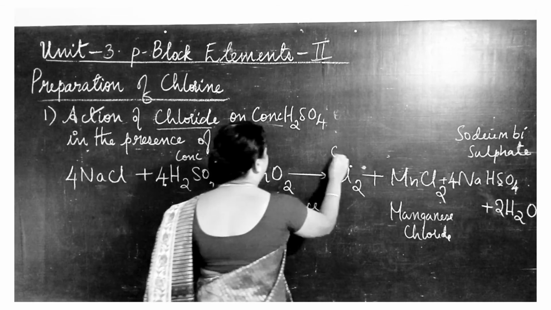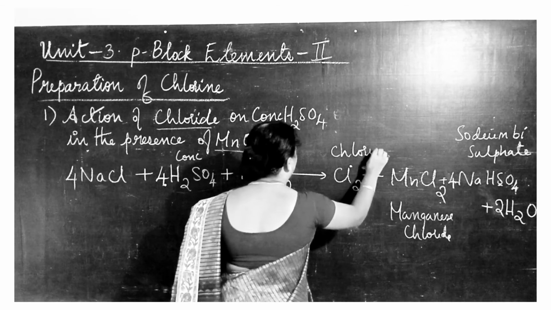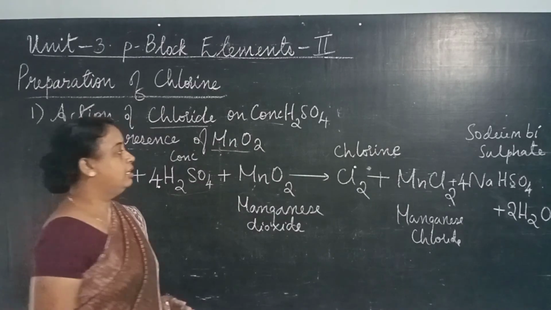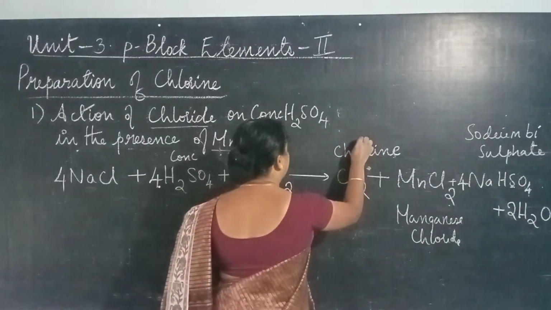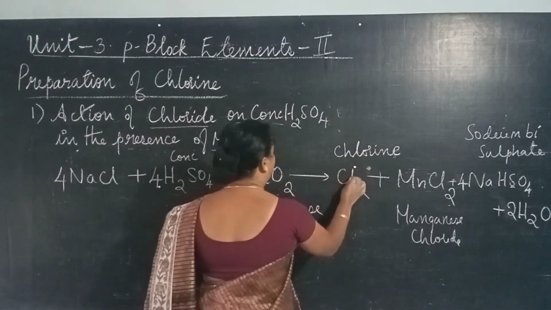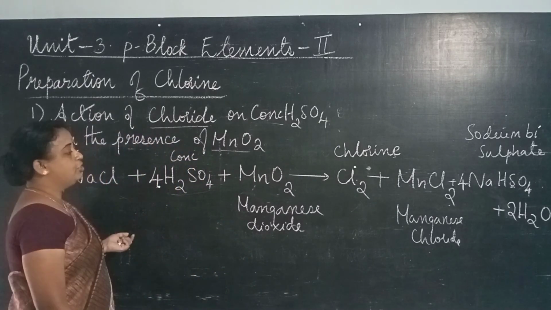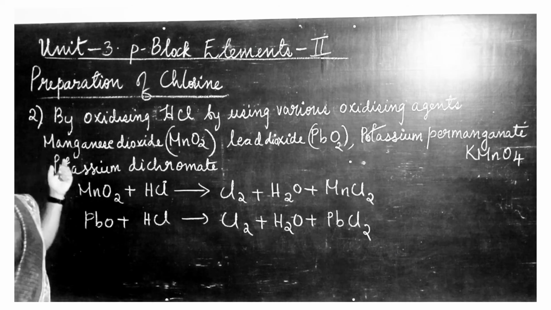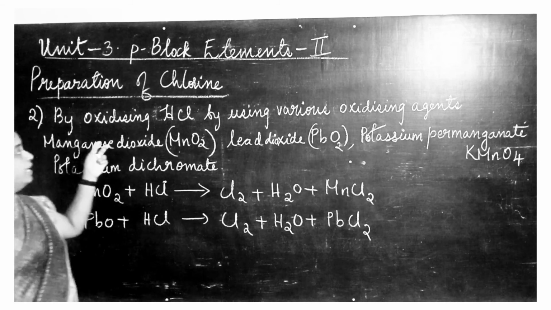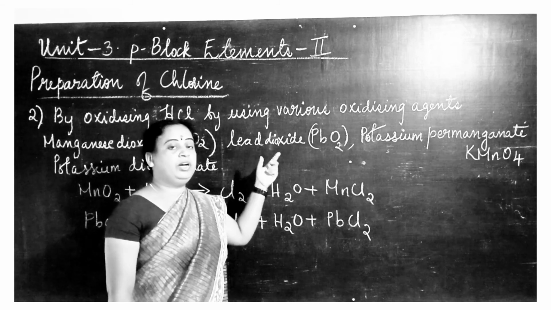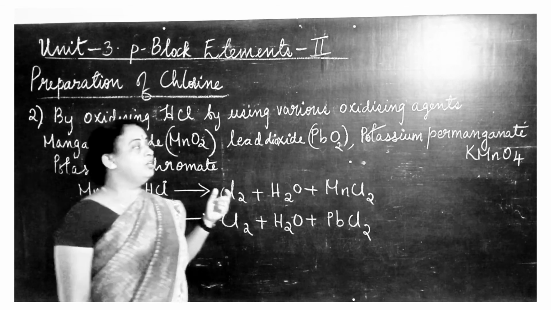Okay, and this is your chlorine. So chlorine is a greenish yellowish colored gas. Okay, so here Cl2 is the chlorine gas. So this is one method of the preparation of chlorine. Now the second preparation of chlorine is by oxidizing hydrochloric acid using different oxidizing agents.